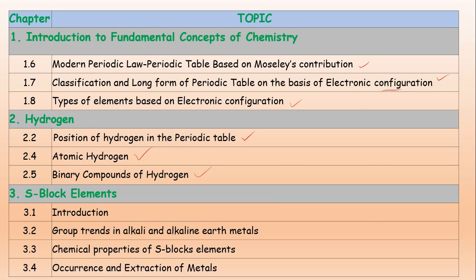S block elements, one of the very important chapters. In this there will be introduction, and then group trends and alkali and alkaline earth metals, chemical properties, which we have discussed in online classes. Then the occurrence and extraction of metals will be assessed. These topics will be in S block elements, 3.1, 3.2, 3.3 and 3.4. Only these four topics will be assessed.